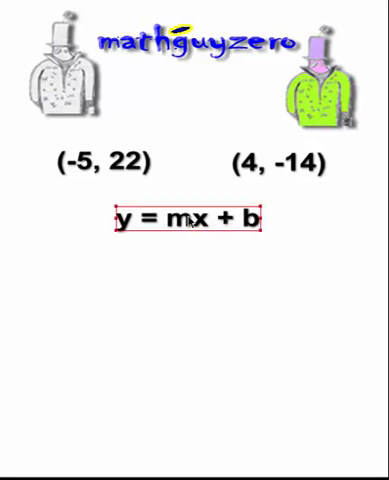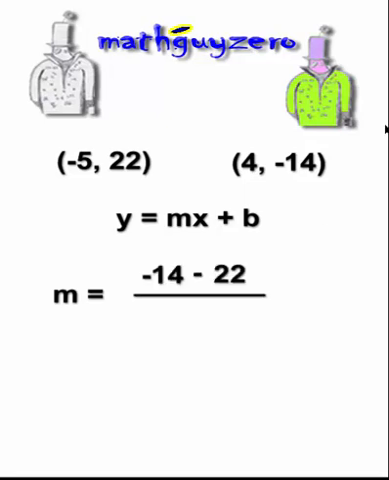Slope-intercept: m stands for slope, and b stands for the y-intercept. In other words, that's where it crosses the y-axis. Slope equals the ratio of the difference between the y values: -14 minus 22 is the numerator. The denominator is the difference in the x values, and make sure you start with the same point as on top: 4 minus negative 5. Do a little bit of math, and we get a slope of negative 4. We're going to replace that with the m.